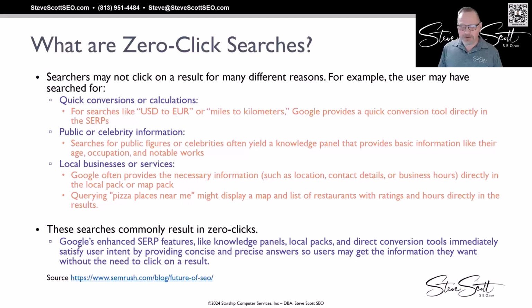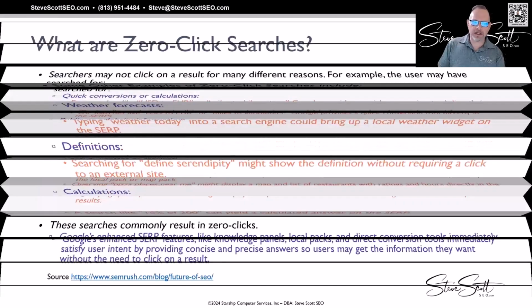And these types of searches commonly result in that zero click. Google's enhanced SERP features like knowledge panels, like your local packs, and direct conversion tools like euro, weather, airlines, miles to kilometers, all that stuff immediately satisfy the searcher's intent by providing concise and precise answers, so users can get the info they want without having to click on any kind of result. All right, so definitely important to understand that.